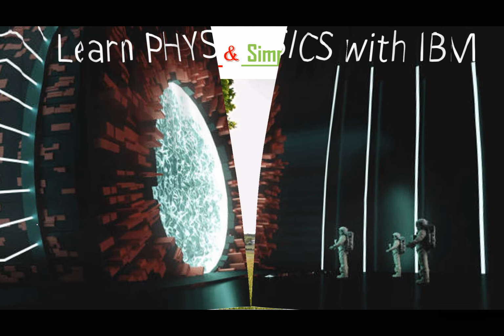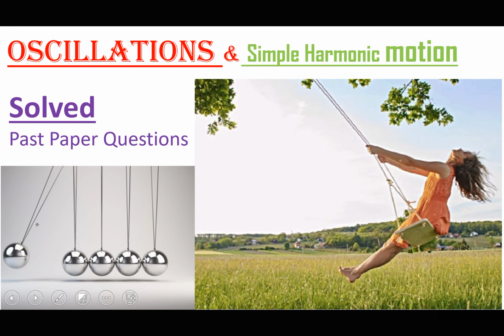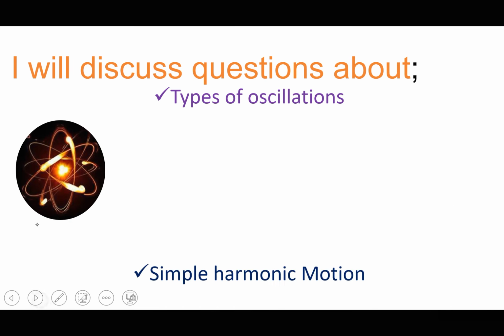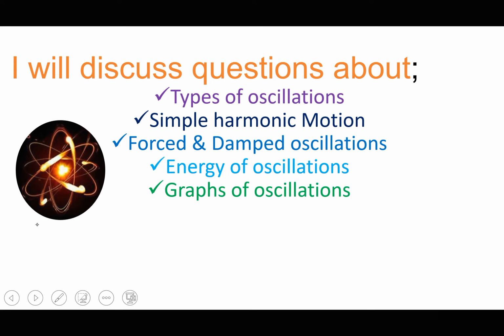Note that this is oscillations and simple harmonic motion. I think this is part 3 of these past paper questions. Along the way in these videos of oscillations and simple harmonic motion, we are supposed to discuss questions relating to the types of oscillations, the meaning of simple harmonic motion, and bodies which are performing simple harmonic motion, forced and damped oscillations, energy of oscillations. We have been seeing graphs in part 1 and part 2, and we shall be seeing graphs, questions relating to resonance, and many more. So without wasting any time, let's go to our past paper questions.